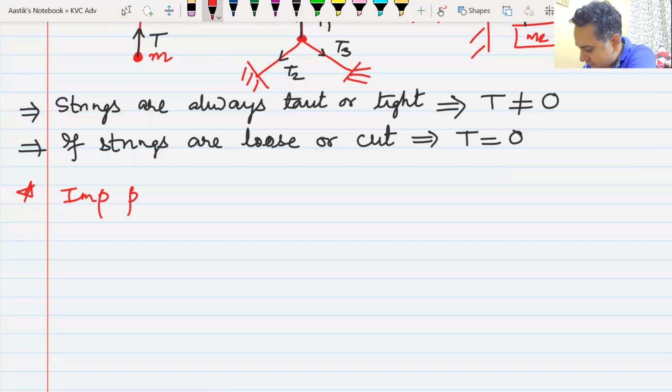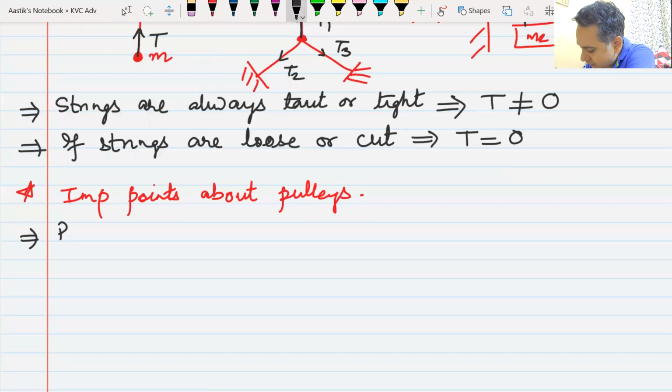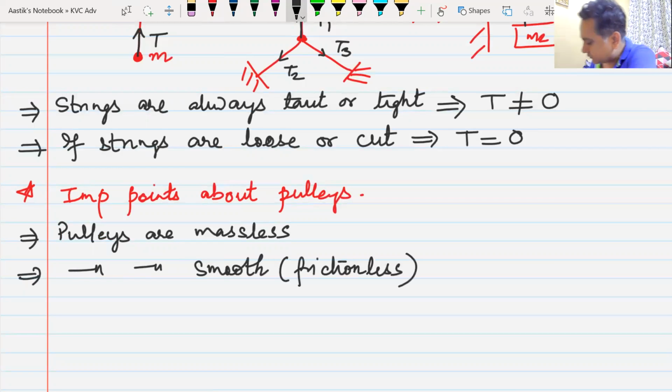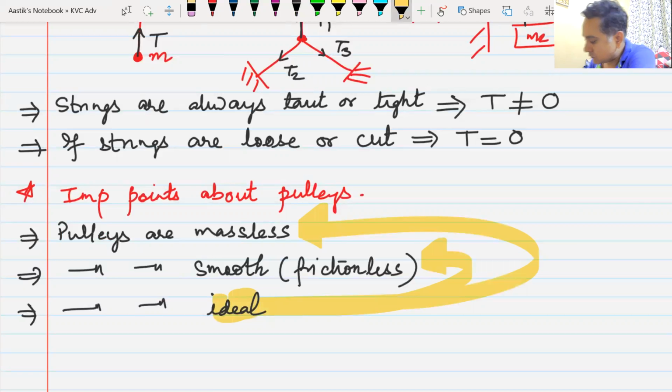We'll add some important points about pulleys. Here also. Pulleys, unless otherwise stated, are massless. Do we understand this? Yes, sir. Pulleys are smooth. When I say smooth, that means they are frictionless. Do we understand this? Yes, sir. Instead of saying these two things, I can say pulleys are ideal. An ideal pulley implies these two things. Pulleys are massless and pulleys are frictionless. These are what I mean by ideal pulleys.